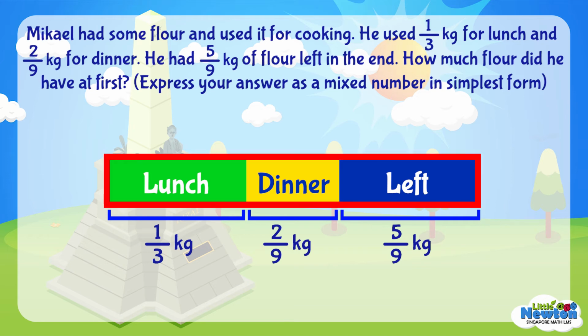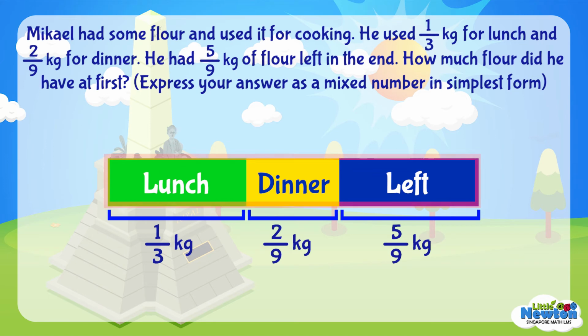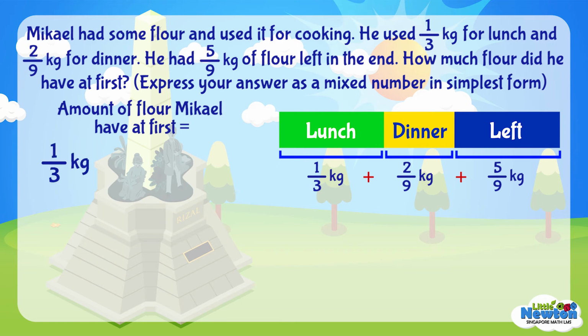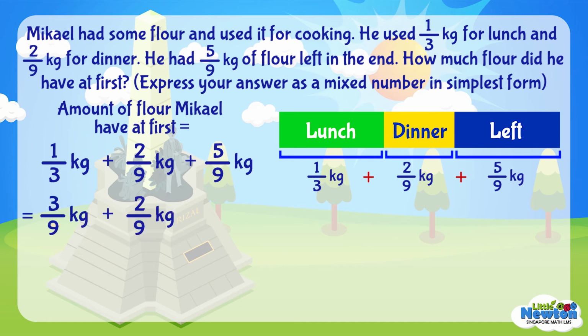Can you see that the 3 parts make one whole? Can you also see that the amount of flour Mikael had at first is equal to 1/3 kilogram plus 2/9 kilogram plus 5/9 kilogram? Do you get it? Great! Let's move on to the next part. The amount of flour Mikael had at first is equal to 1/3 kilogram plus 2/9 kilogram plus 5/9 kilogram, which equals 3/9 kilogram plus 2/9 kilogram plus 5/9 kilogram, which equals 10/9 kilogram.